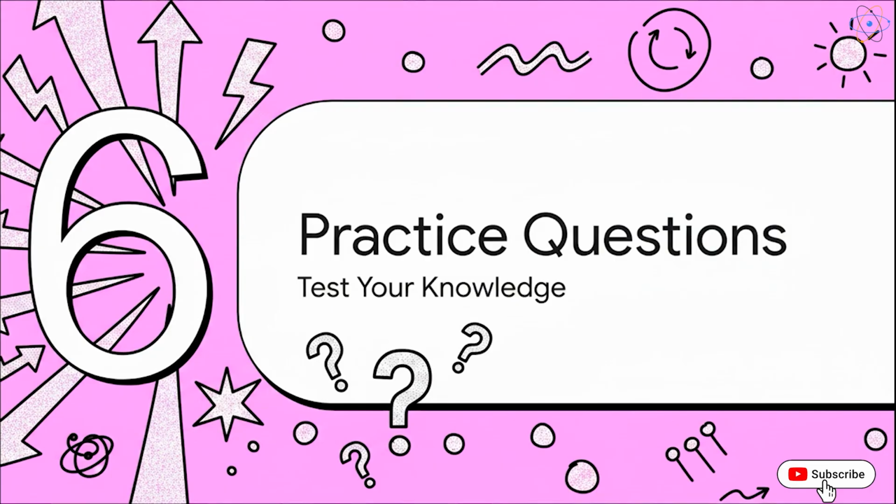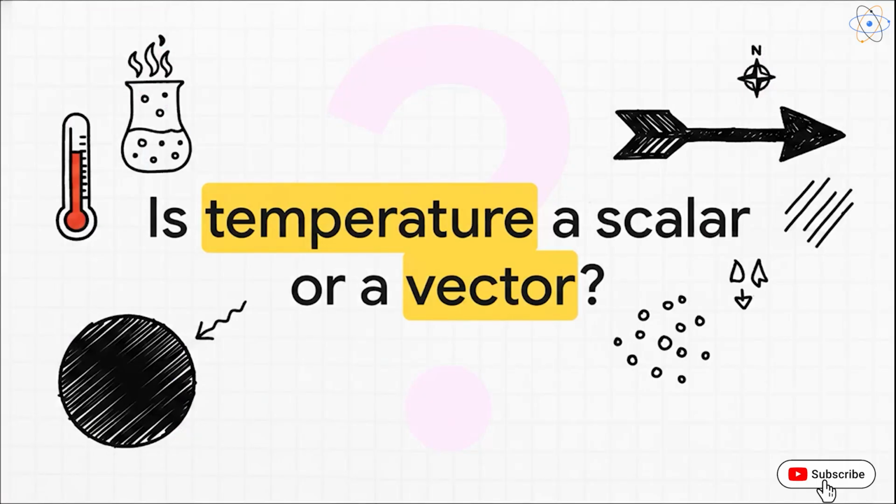Section 6, Practice Questions. All right, let's wrap this up with a quick pop quiz. These are pulled straight from the most common questions on this topic. Let's see what you've learned. Question number 1. Take a second to think about this. Is temperature a scalar or a vector quantity? If you measure a room at 300 Kelvin, does that measurement need a direction to make sense?